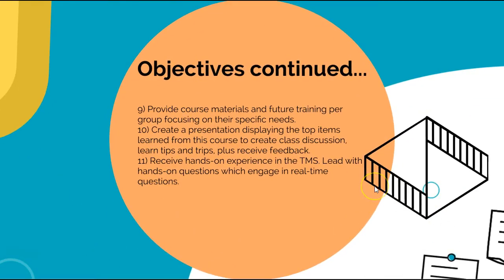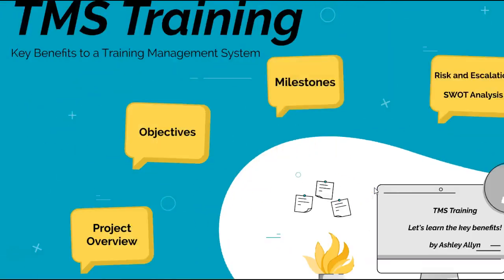By the end, we will wrap up by introducing and accomplishing these objectives or goals. So 9, provide course materials and future training per group focusing on their needs. 10, create a presentation displaying the top items learned from this course to create class discussion, learn tips and tricks, plus receive feedback. And lastly, receive hands-on experience in the TMS. Lead with hands-on questions, which will engage in real-time questions.